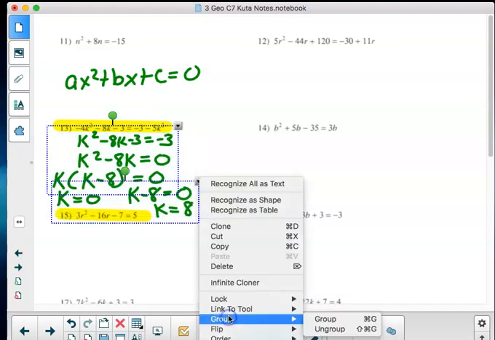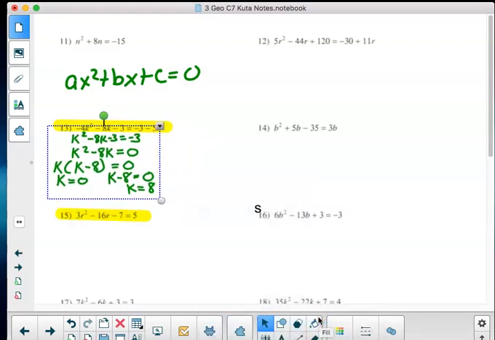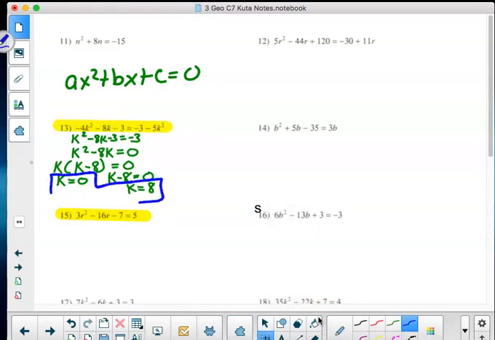I'm just going to group this and pull this out of the way because we do have our answer. And we're just going to pull that up because I got a little crazy with my work. These are my two answers for that problem. Now, what I'd like you to do is go ahead and do problem 15.